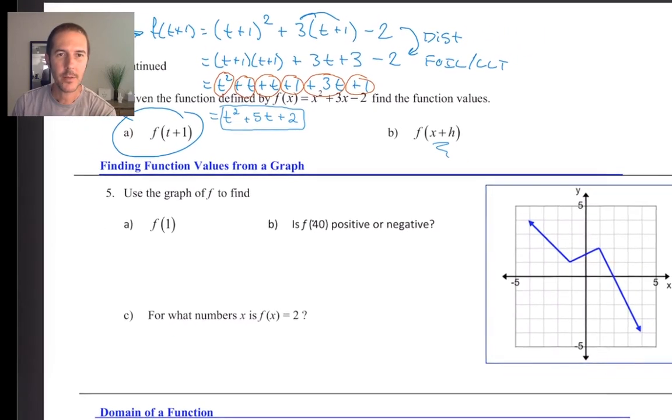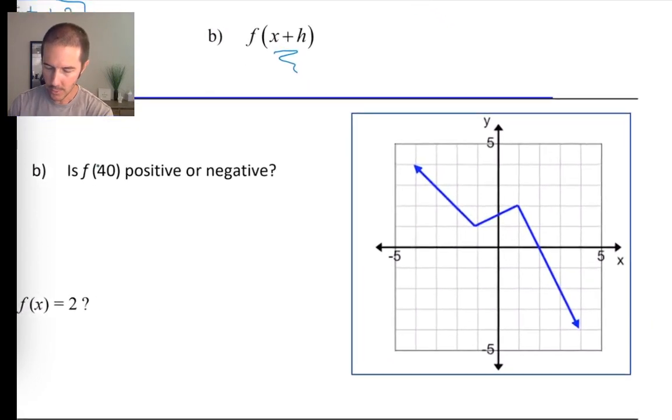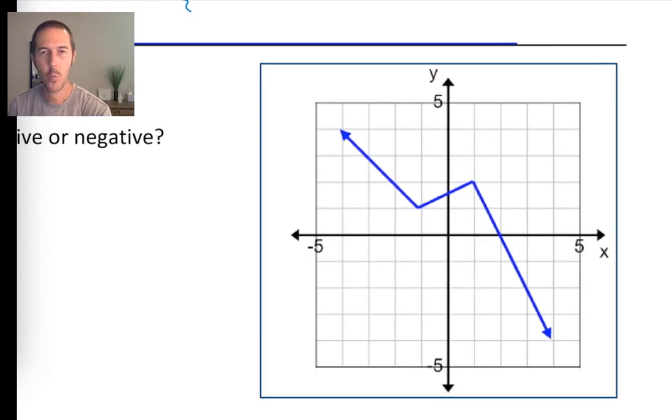Number 5 is a little different. We're going to use this graph on the right in order to answer some questions, and the first question, part A, says what is f of 1? And if we go into the graph, remember that f of 1, that 1 is an input value, which makes it an x value. So let's go over here and find where x equals 1. There it is on our x-axis. And if we go up to our function, we arrive at this point.